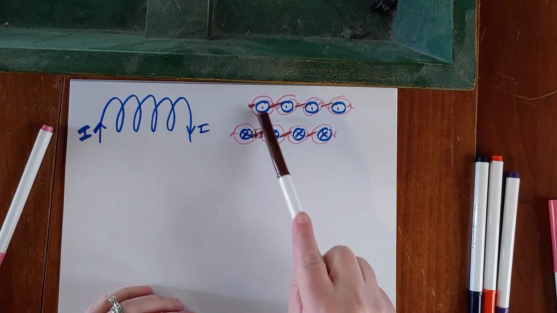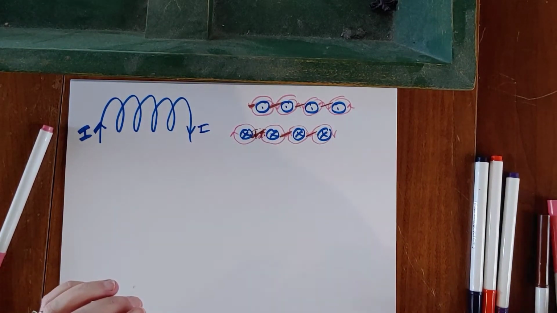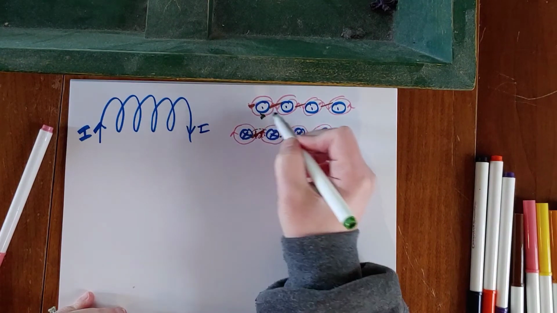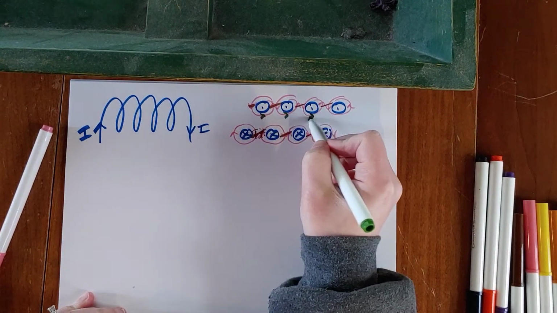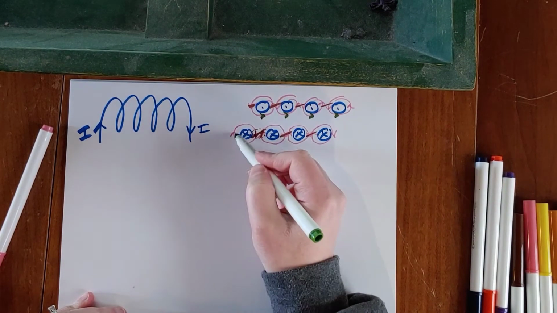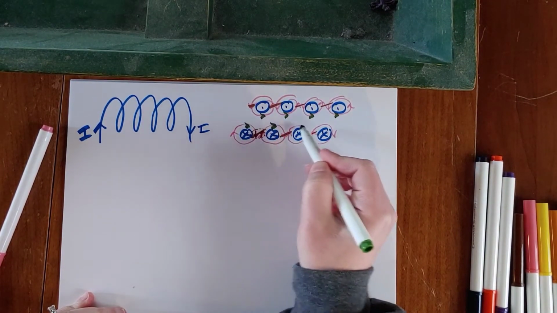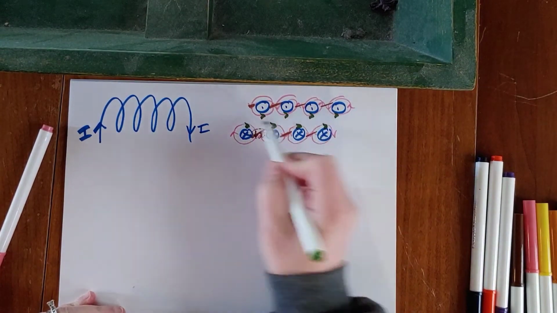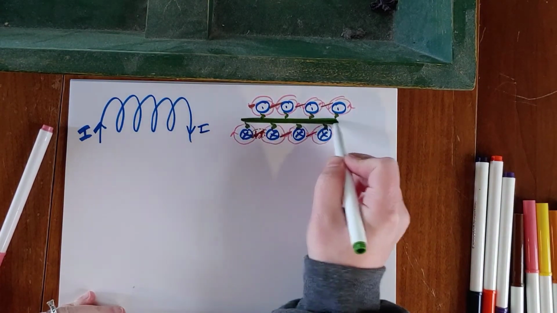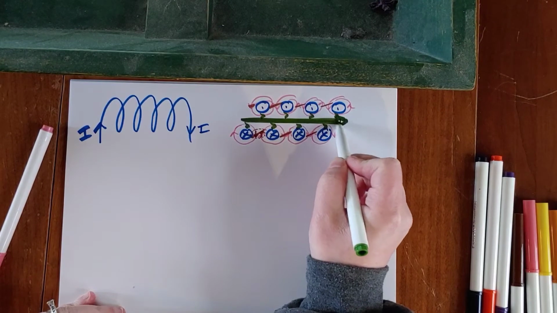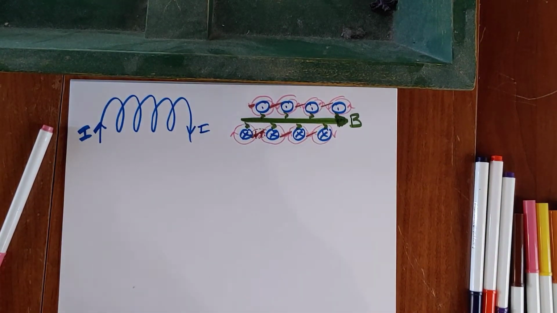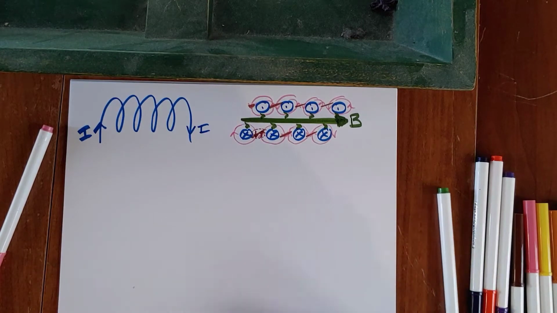But what is happening inside? So this guy goes like this, this, this, and this. This guy goes like that. All of those are going this way. So what we end up getting is a net B field inside the solenoid that looks like that, okay?